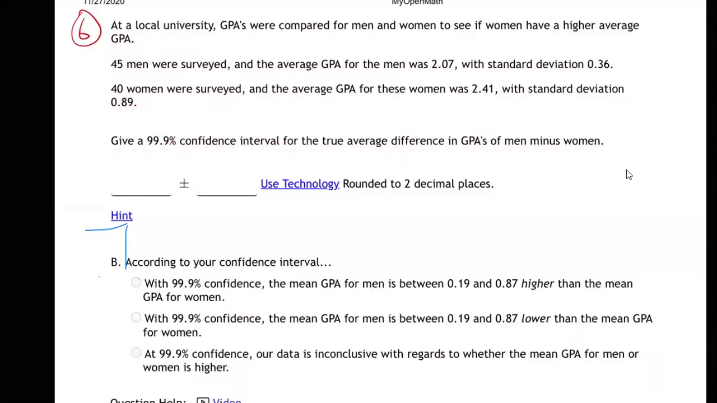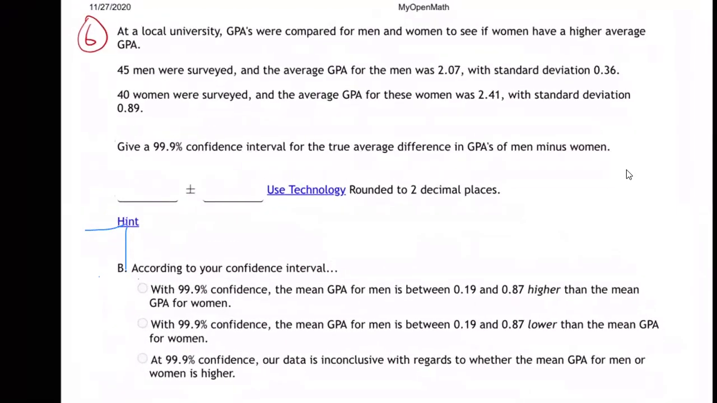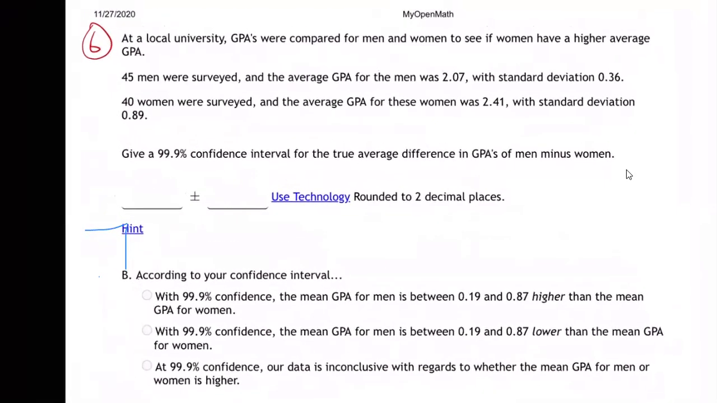Okay, men minus women. So this is men, and women. Men will be mu1, and women will be mu2, I guess. Men are listed first there. Okay, men minus women, 99.9% confidence interval.